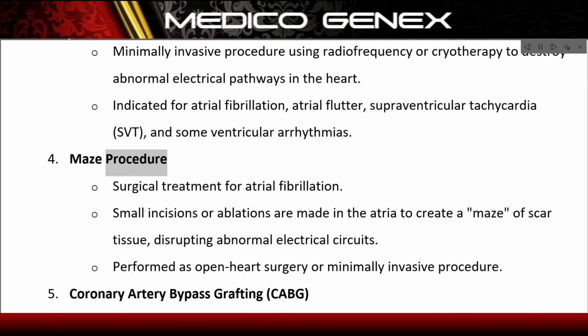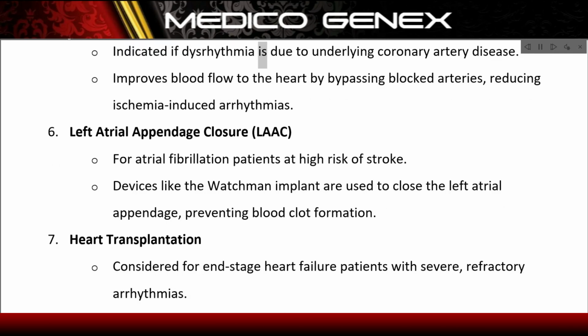Maze procedure. Surgical treatment for atrial fibrillation. Small incisions or ablations are made in the atria to create a maze of scar tissue, disrupting abnormal electrical circuits. Performed as open heart surgery or a minimally invasive procedure. Coronary artery bypass grafting, CABG. Indicated if the dysrhythmia is due to underlying coronary artery disease. It improves blood flow to the heart by bypassing blocked arteries, reducing ischemia-induced arrhythmias.